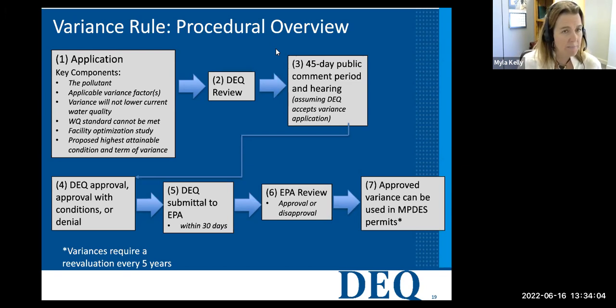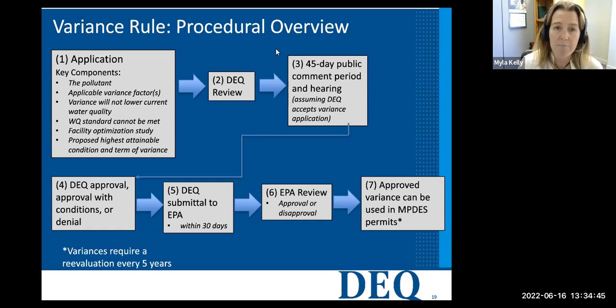So once the application comes in, and we would imagine that DEQ would be working closely with the applicant through that first phase, but then once it officially comes through the door and the application is submitted, there would be a DEQ review. And assuming that DEQ accepts that variance application, we would begin a 45-day public comment period and a hearing. After that, with DEQ approval conditions or a denial, if there is DEQ approval, then it will move forward to EPA.